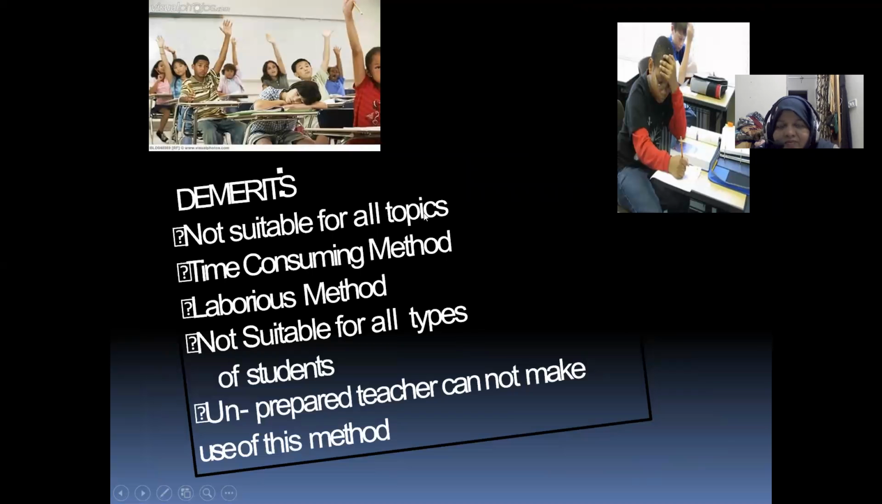Now, demerits. As we know, there are certain merits and demerits, pros and cons of each and everything. Every coin has two sides. So we will study the demerits of the inductive method. The very first thing is that it is not suitable for all topics, as we cannot give examples all the time. The next is, it is a little bit time consuming method. It is laborious, as students have to work on more examples and the teacher has to give more examples. Then it is not suitable for all types of students. Next, an unprepared teacher cannot make use of this method.